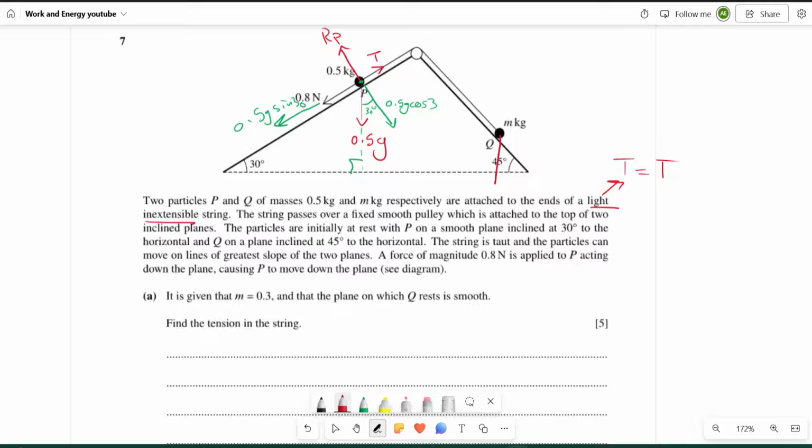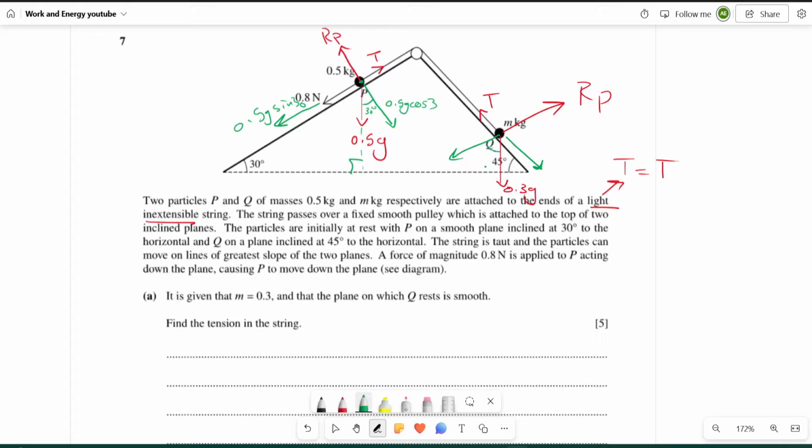So Q is going to have weight down, which is mg. M is 0.3, so 0.3 G. It's going to have a tension upwards. It's going to have a reaction force, let's call it RP. And also we need to resolve the weight components.